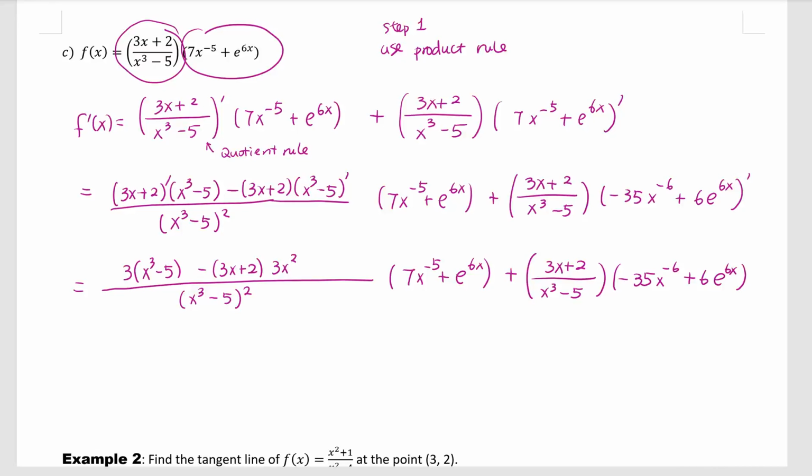And you can now see all the factors, we don't have primes anymore, so you can stop here. You do not need to multiply them out or simplify. So far so good, everybody. Let's continue.